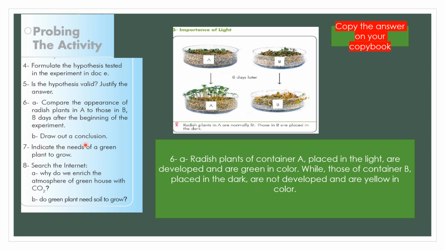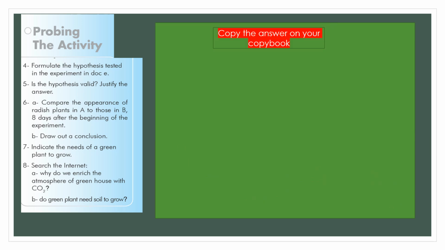Draw out a conclusion. What do you conclude? Light is essential for the development of green plants. Number 7. Indicate the needs of a green plant to grow. In order to grow, green plants need water, mineral salts, carbon dioxide, and sunlight.